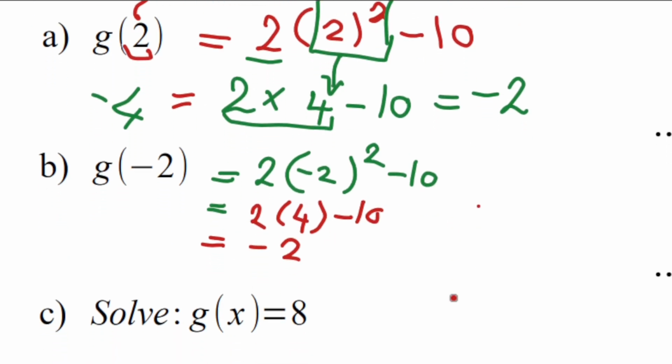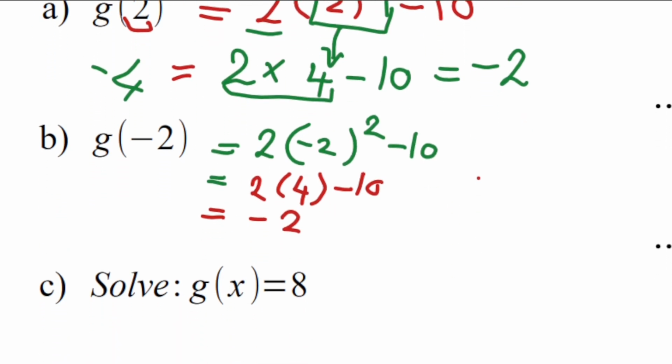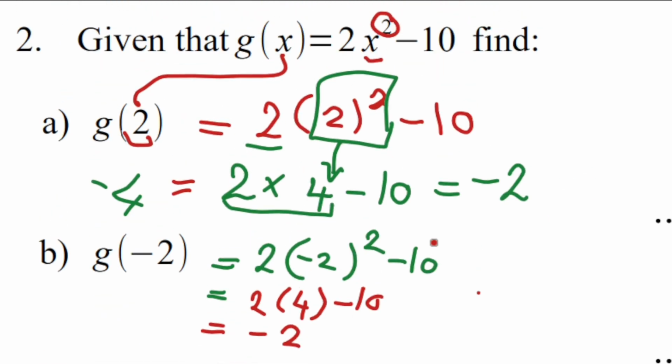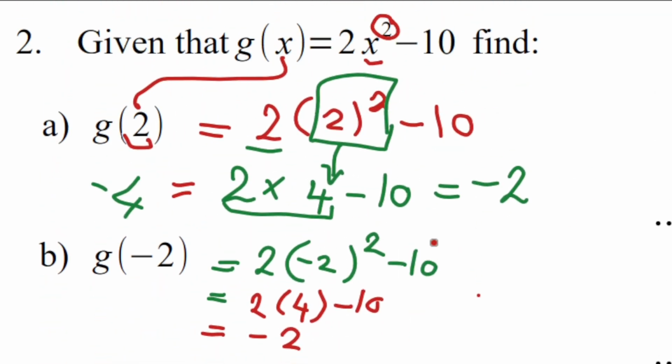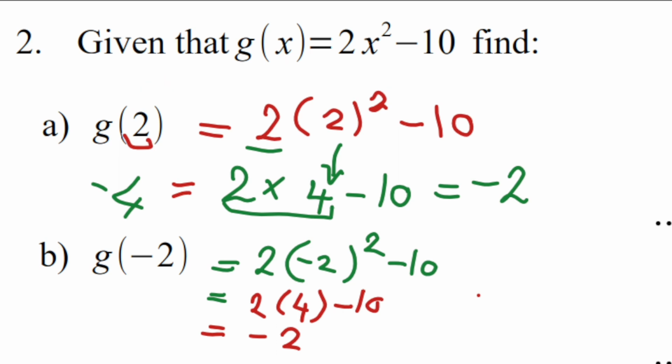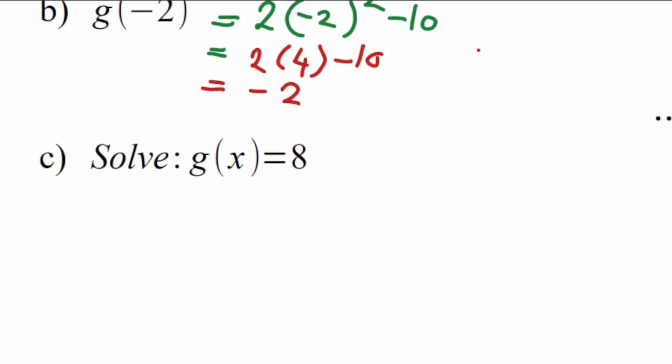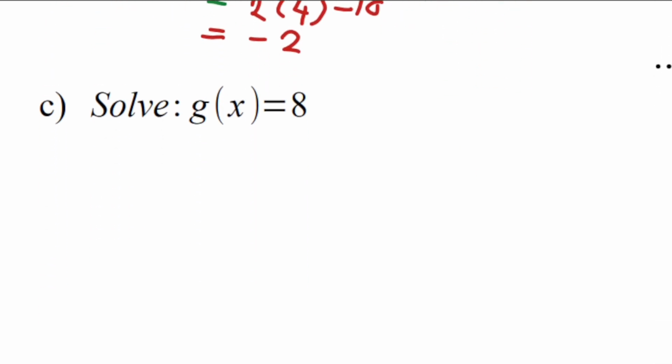Solve g of x equal 8. This is a nice question, and it's 3 marks. Gosh, that's a lot. Now let's do it. G of x is 2x squared minus 10, right? So instead of this g of x, I write the value of g of x. It's 2x squared minus 10. And make this equal to 8. And then solve this equation.